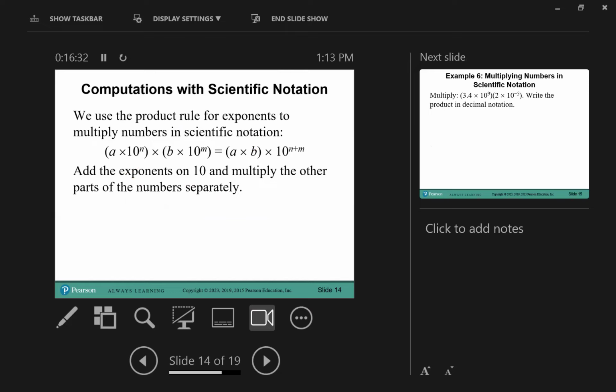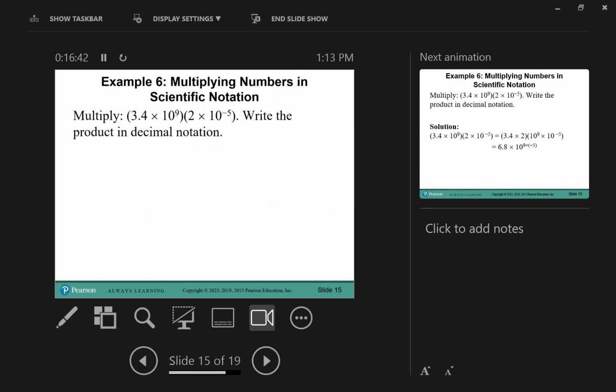Now, if we are multiplying, so we have some operations that we may have in scientific notation. I'm going to just jump straight into it. If I have these two numbers, 3.4 times 10 to the 9 times 2 times 10 to the negative fifth, what I essentially have in scientific notation is two things multiplied. And if I multiply those by another number in scientific notation, I have A times B times C times D. I don't really need these parentheses. I can rewrite this as A times B times C times D.